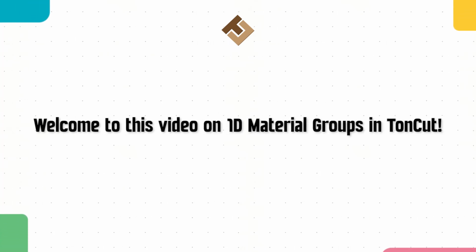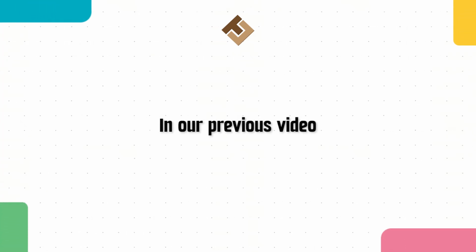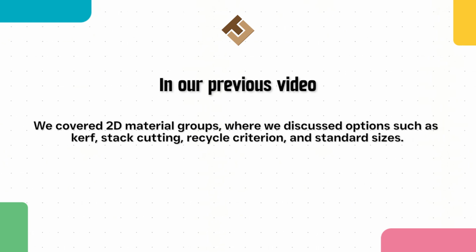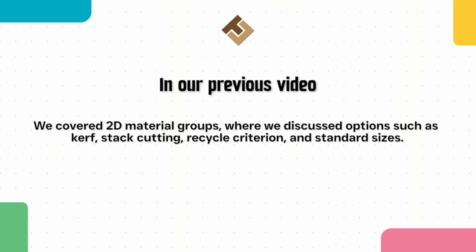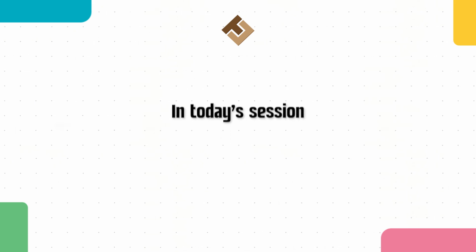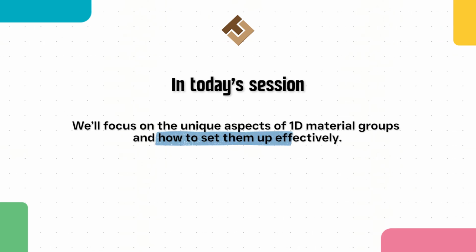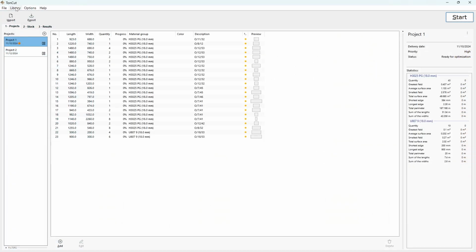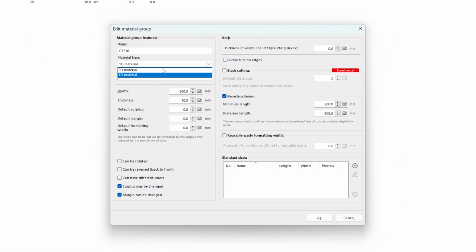Welcome to this video on 1D material groups in TonCut. In our previous video, we covered 2D material groups, where we discussed options such as kerf, stack cutting, recycle criterion, and standard sizes. In today's session, we'll focus on the unique aspects of 1D material groups and how to set them up effectively. To begin, select 1D under material type and choose a cutting device.